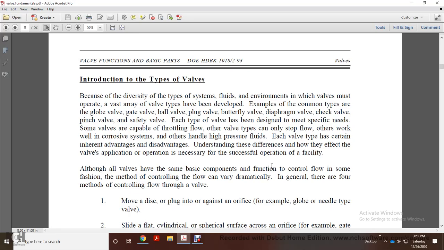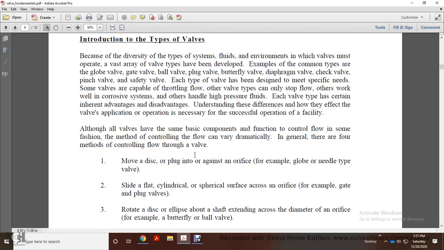Each type of valve has been designed to meet specific needs. Some valves are capable of throttling flow, others can only stop flow, others work well in corrosive systems, and others handle high pressure fluids. Each valve type has certain inherent advantages and disadvantages. Understanding the differences, and how they affect a valve's application and operation, is necessary to successfully operate the facility.